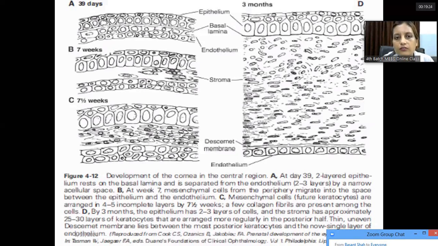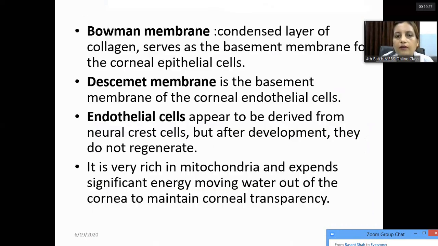These are the different layers of the cornea which we will discuss when we go through the details of the cornea. Bowman's membrane, a condensed layer of collagen, serves as the basement membrane for the corneal epithelial cells, and Descemet's membrane is the basement membrane of the corneal endothelial cells. The endothelial cells appear to be derived from the neural crest cells, but after development they do not regenerate. They just grow in size, but they do not regenerate again.